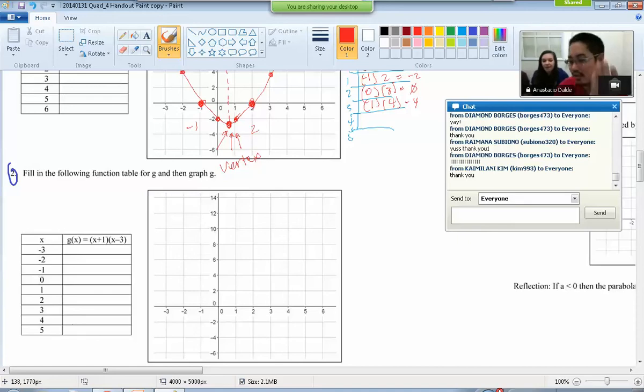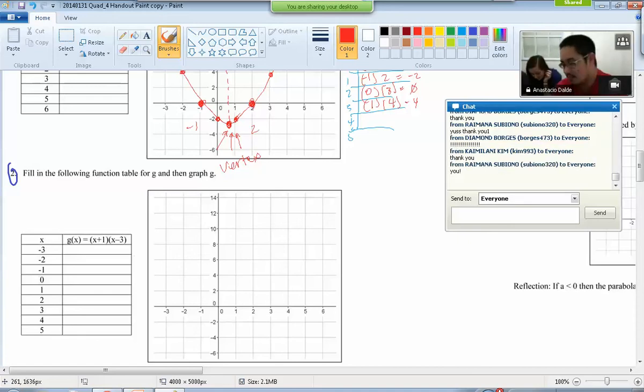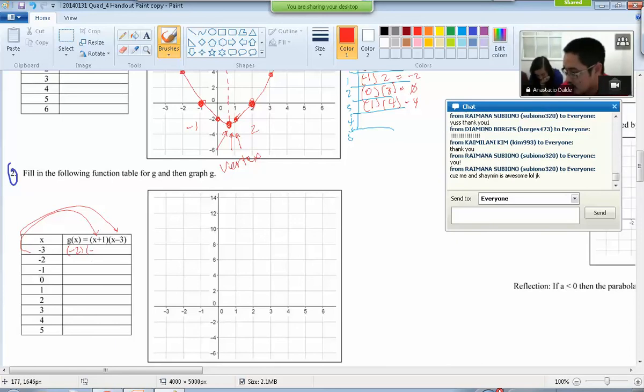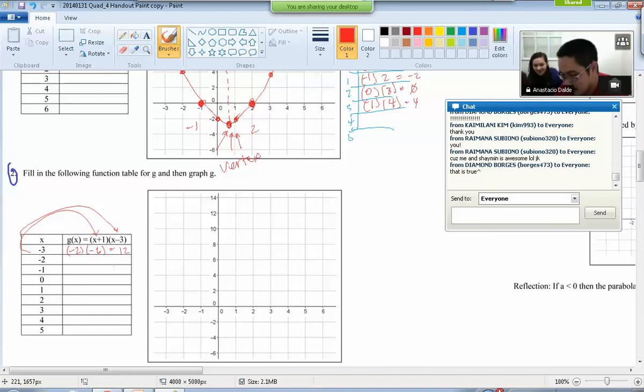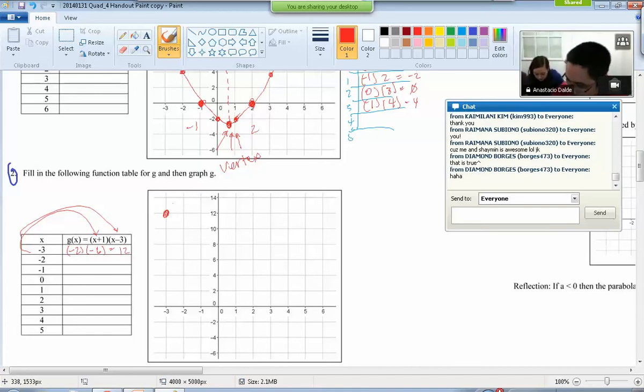There we go. Give me a line easy enough. Alright. Let's plug in -3 into here. If I plug in -3 into here, I'll have -3 plus 1, which is -2, and -3 minus 3, which is negative what? -6. So -2 times -6, which is positive 12. Does that make sense? So, at -3, I got to go up to positive 12. That's the point right there. Cool?